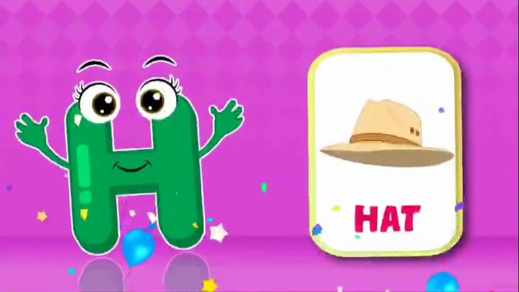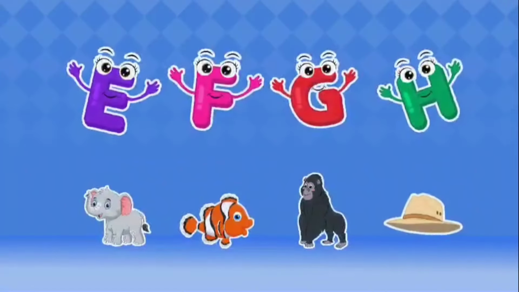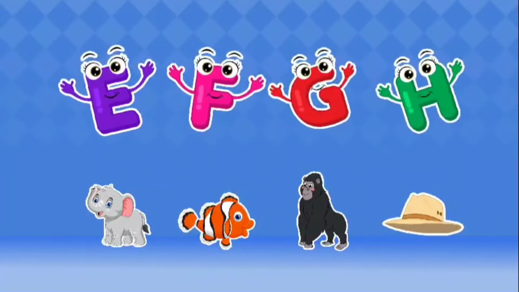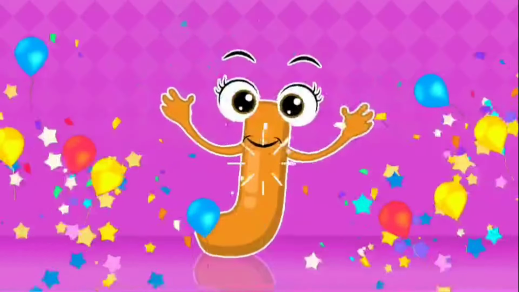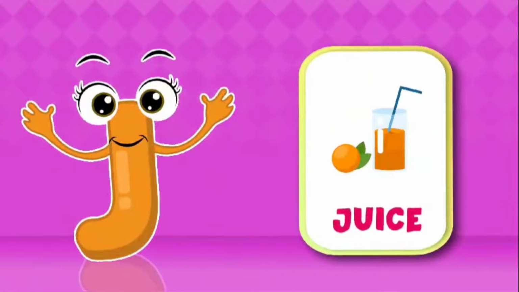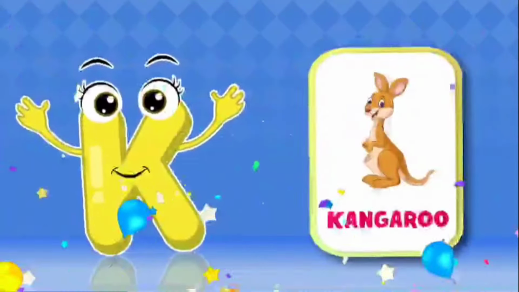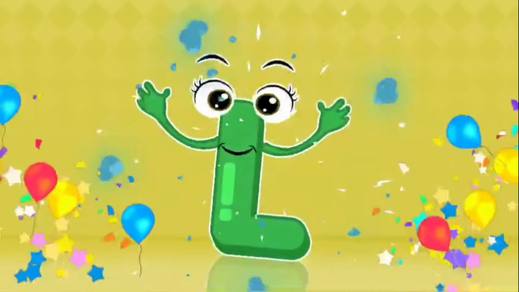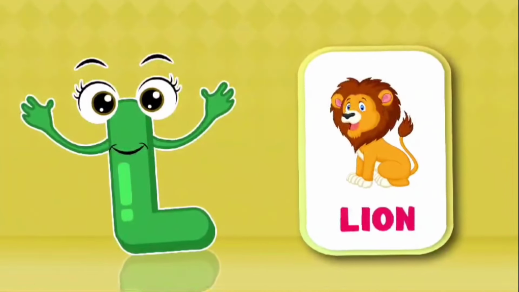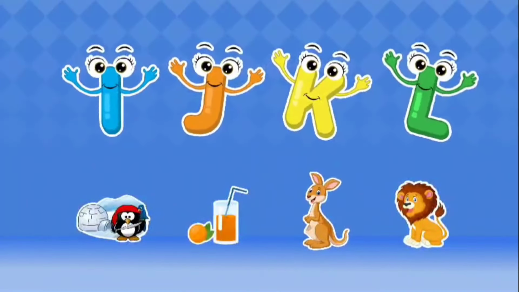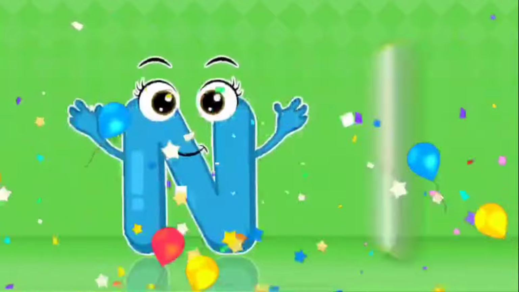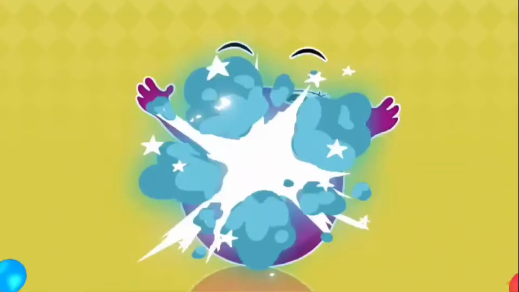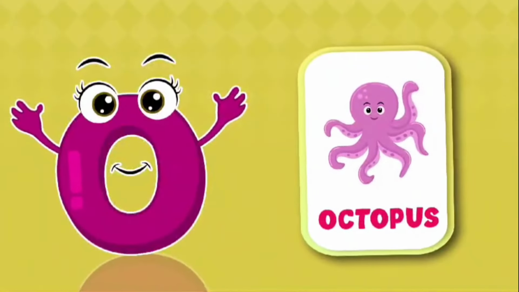H is for hat, hat. I is for igloo, igloo. J is for juice, juice. K is for kangaroo, kangaroo. L is for lion, lion. M is for monkey, monkey. N is for nose, nose. O is for octopus, octopus.